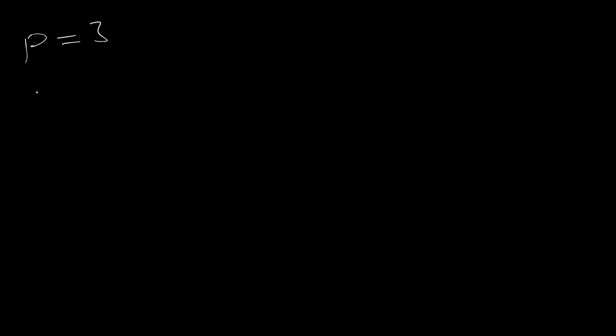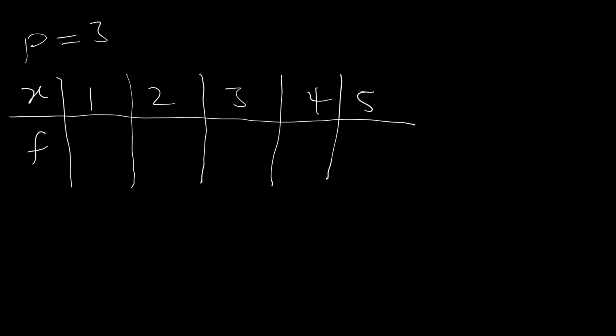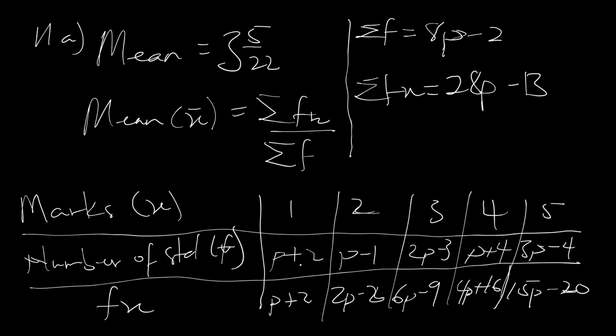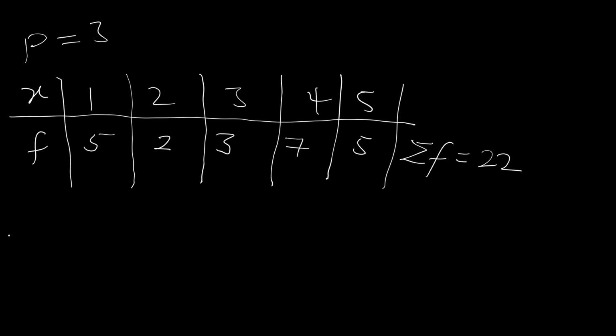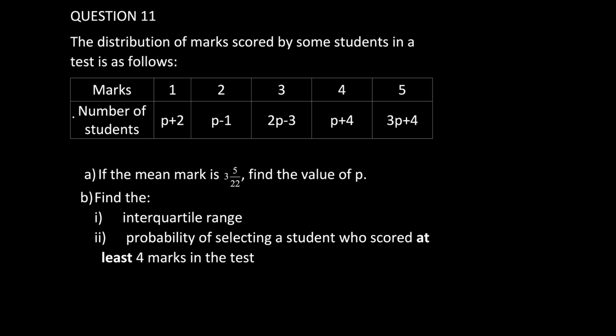So let's draw our table again. We have our x and our f. Our f, which is p plus 2, becomes 3 plus 2 since p is 3. So this gives us 5, and this gives us 2, this gives us 3, this gives us 7, and this gives us 5. Now the sum of f would be 5 plus 2 plus 3 plus 7 plus 5, and that will be 22. So that brings us to the end of question 11A.